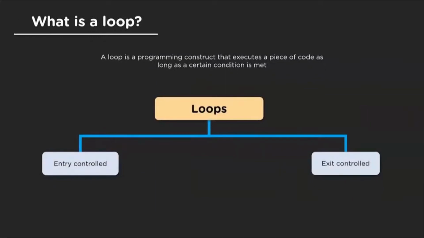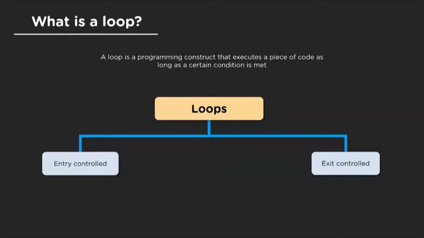So a loop is basically a programming construct that executes a piece of code as long as a certain condition is met. Alright, and there are two different types of loops. We have entry control loops and exit control loops. Now, what exactly are entry control loops?